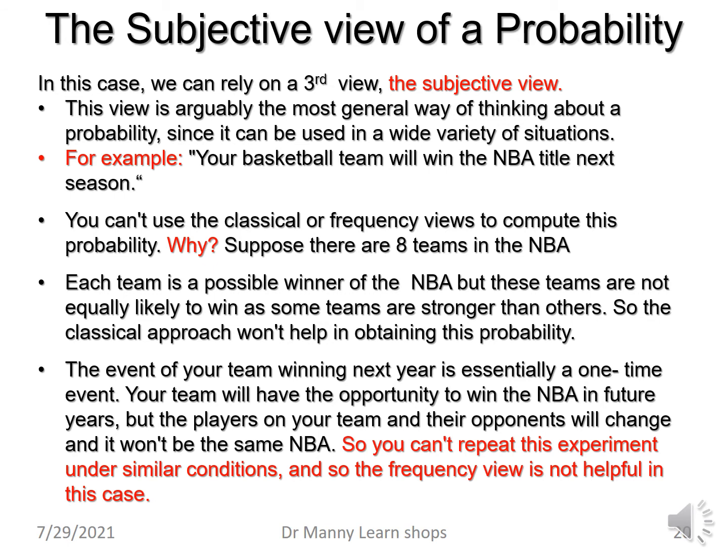The event of your team winning next year is essentially a one-time event. Your team will have the opportunity to win the NBA in the future years, but the players on your team and their opponents will change. So it won't be the same NBA. So you can't repeat this experiment under similar conditions, different players. So the frequency view is not helpful in this case.